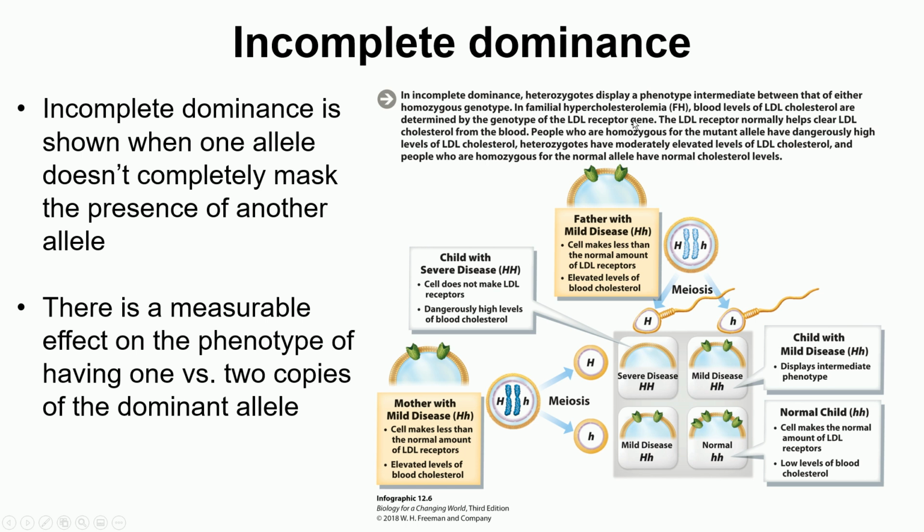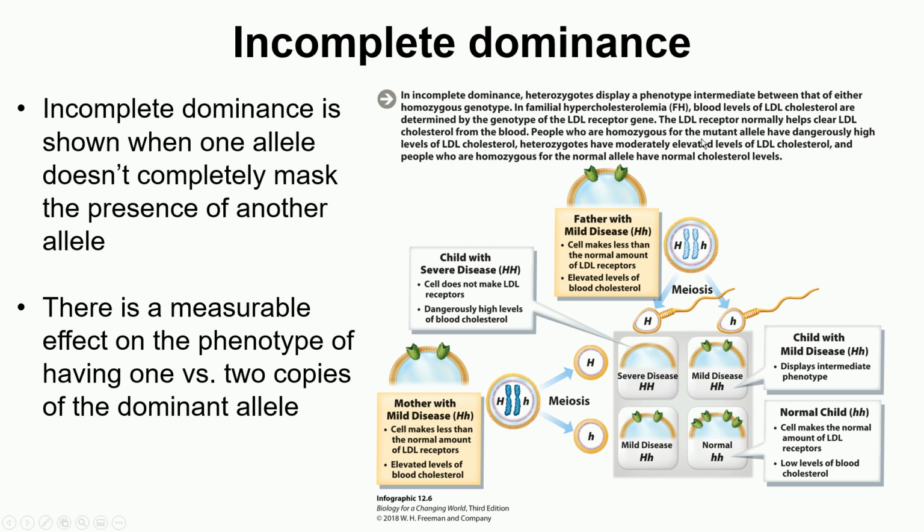This is a gene which codes for a receptor, and that receptor is called the LDL receptor. The function of this receptor is that cholesterol from the blood binds to these receptors, and the cholesterol is internalized and goes into the cells. The LDL receptor normally helps clear LDL cholesterol from the blood. People who are homozygous for the mutant allele have dangerously high levels of LDL cholesterol.